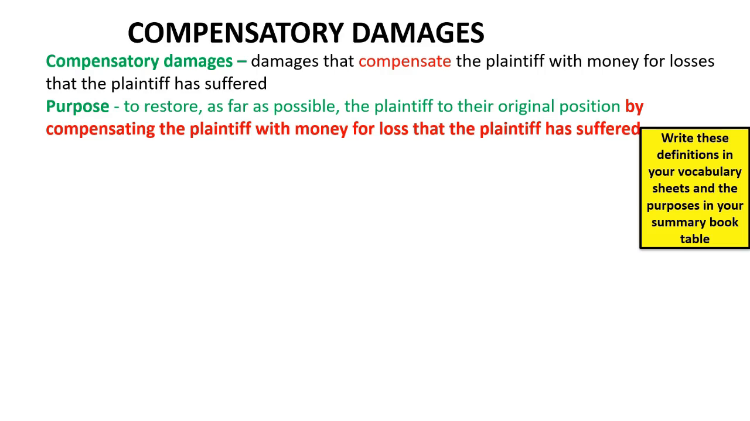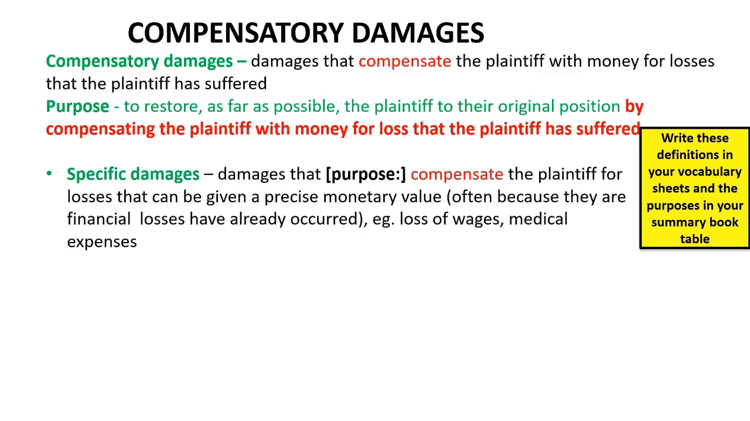Now, let's look at each of the three kinds of compensatory damages, that is, specific damages, general damages, and aggravated damages in turn, together with their particular purposes. I'll also show you how these three different types of damages achieve the overarching purpose of civil remedies, which is to restore a plaintiff as far as possible to their original position.